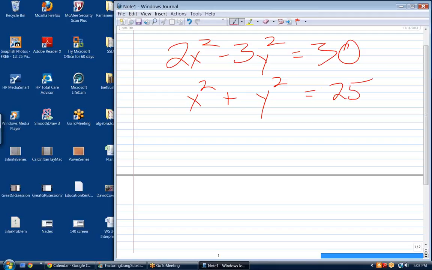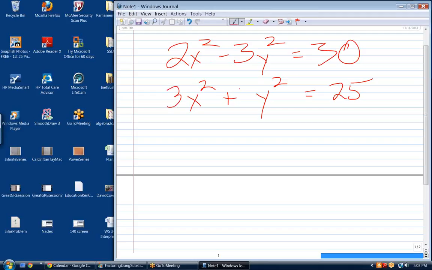We can treat these exactly as we would treat linear simultaneous equations. In other words, we want to try to eliminate a variable. Now, as with linear equations, there's a number of things we could do. We could multiply the bottom by 3, and then if we add those two equations, we're going to eliminate the y squared variable. Okay, so let's do that. To me, that looks like the easiest thing to do.